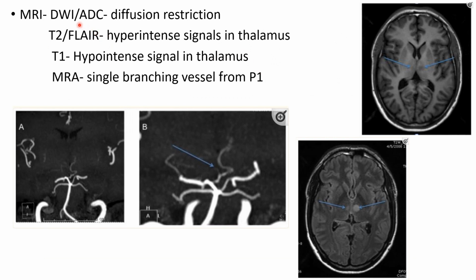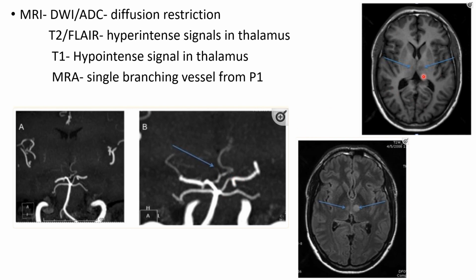MRI findings: there will be diffusion restriction seen in DWI, and T2 and FLAIR hyperintense signals in thalamus. T1 will show hypointense signal in thalamus, and MR angiography is confirmatory, showing a single branching vessel from P1. Here we can see the branching vessel is taking origin from only one side, and the other side it's not taking origin.